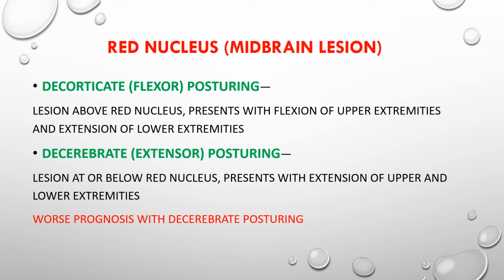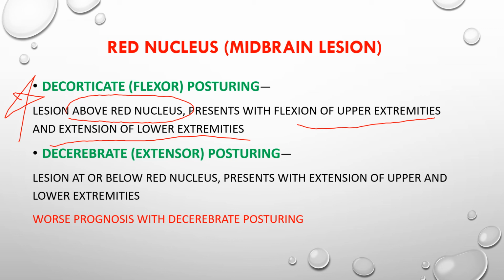Now let us see about red nucleus or midbrain lesions. So the first is decorticate flexor posturing. In this, the lesion is above the red nucleus. This is important to remember: if the lesion is above the red nucleus, the patient presents with flexion of upper extremities and extension of lower extremities. Whereas if the lesion is at or below the red nucleus, then the patient presents with decerebrate or extensor posturing, where there is extension of both the upper and lower extremities.